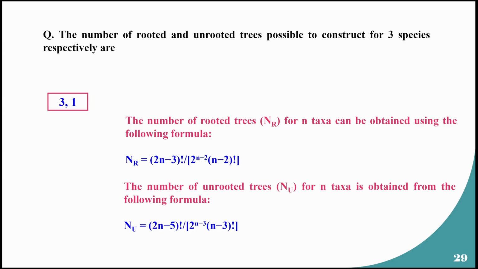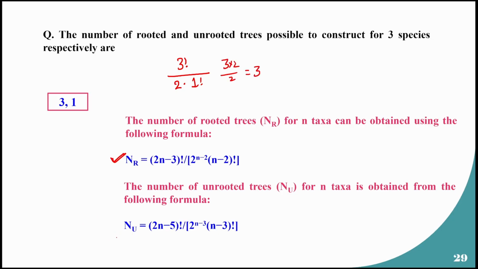Yeah, 3 and 1 should be the answer if you try to calculate this one. So for example, you have three species, right? If you calculate the number of rooted trees, it will be 3 times 2, so that is 6, minus 3, that is 3. So it will be 3 factorial, right? 3 factorial, then divide that by 2 to the power (n minus 2). So 3 minus 2 is 1, so that's 2, times (n minus 2) factorial. So n again is 3, 3 minus 2, 1. That is 1 factorial, right? So basically, since 3 factorial is 3 times 2, you divide that by 2, you will get 3, right?